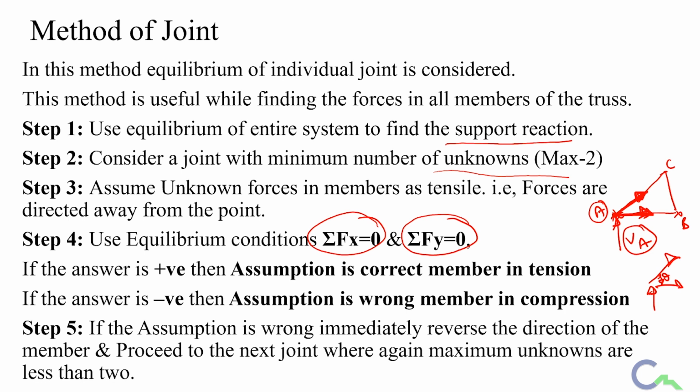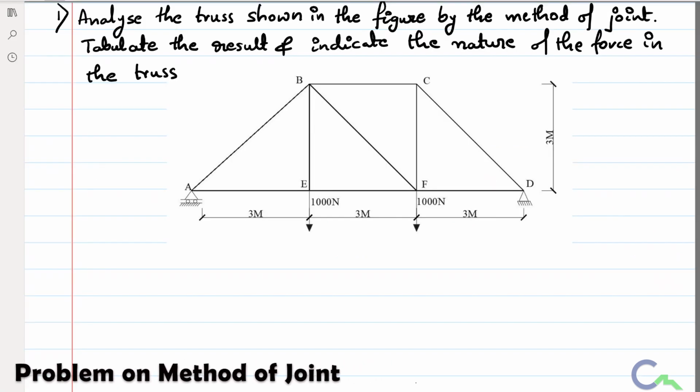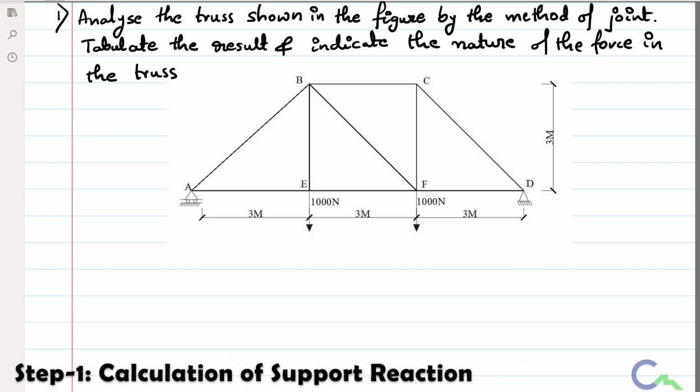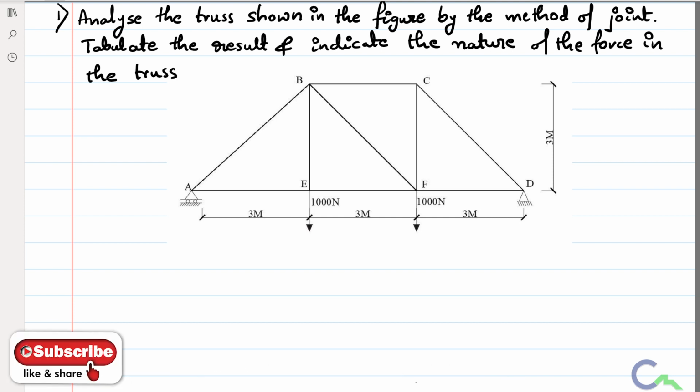So let us solve the problem using the method of joints. Here we have a problem in analysis of truss using the joint method. Let us see the problem. Analyze the truss shown in the figure by the method of joints. Tabulate the result and indicate the nature of the force in the truss. The first step in the analysis of a truss using the joint method is to calculate the support reactions using equilibrium of the system. For that, I am going to draw the free body diagram of this truss.